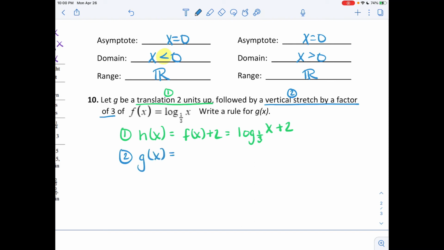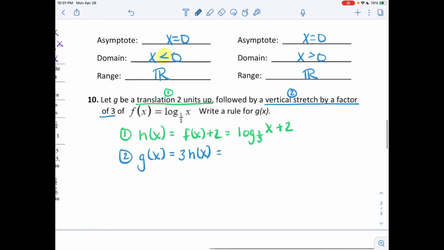That's going to be a vertical stretch by a factor of 3. So remember that stretches and shrinks vertically happen way out in the very front of our function. So what's going to happen is I'm going to have a 3 multiplied by my entire h of x function. Remember, it's out in front and vertical. It affects the whole function. So this is what it's going to look like.